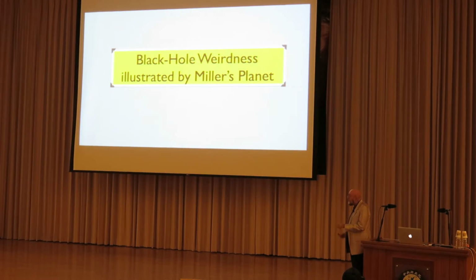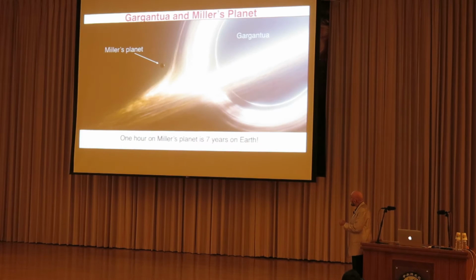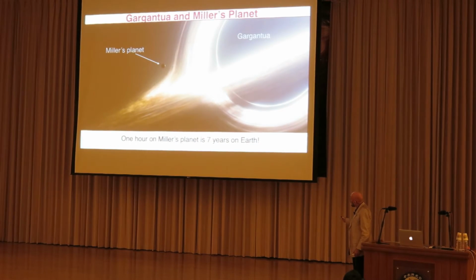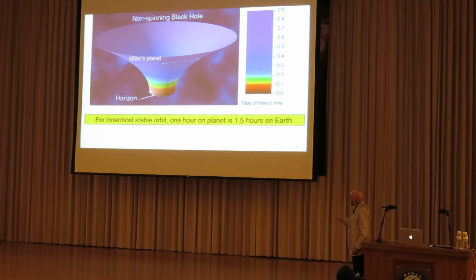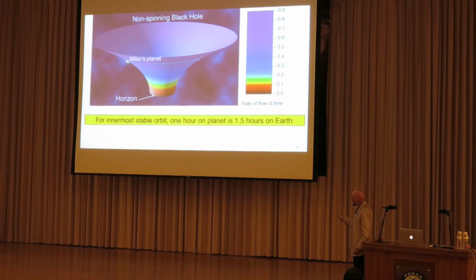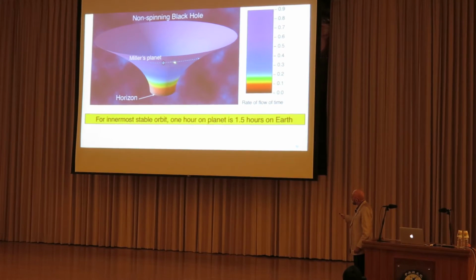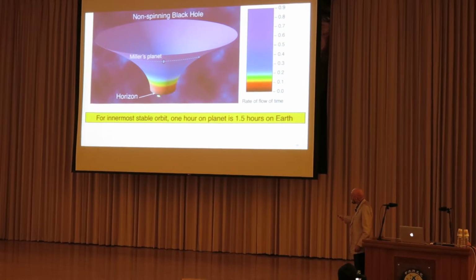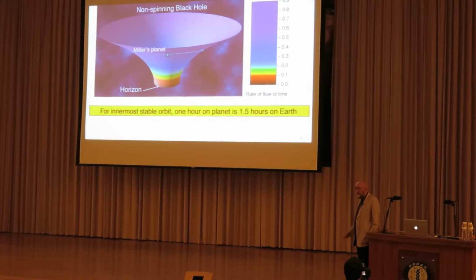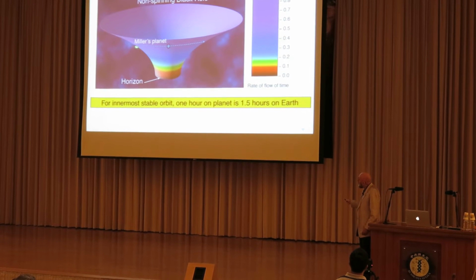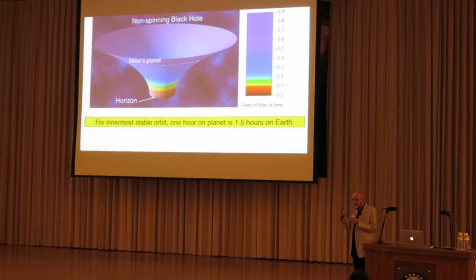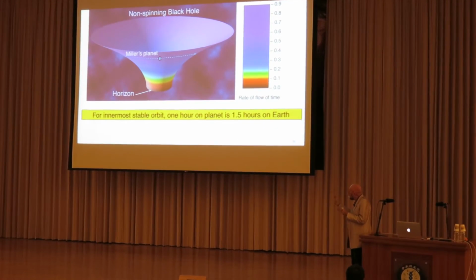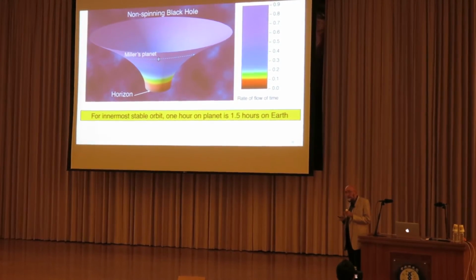Now, black holes are quite weird, as illustrated by Miller's planet. Miller's planet orbits around the black hole. As I said, 1 hour on Miller's planet is 7 years on Earth. And the problem, if the black hole does not spin, is that Miller's planet can be no closer to the horizon, to the hole's surface, than this location. Why? If it's any closer, the orbit is unstable. You perturb it very slightly, and the star will fall into the black hole.